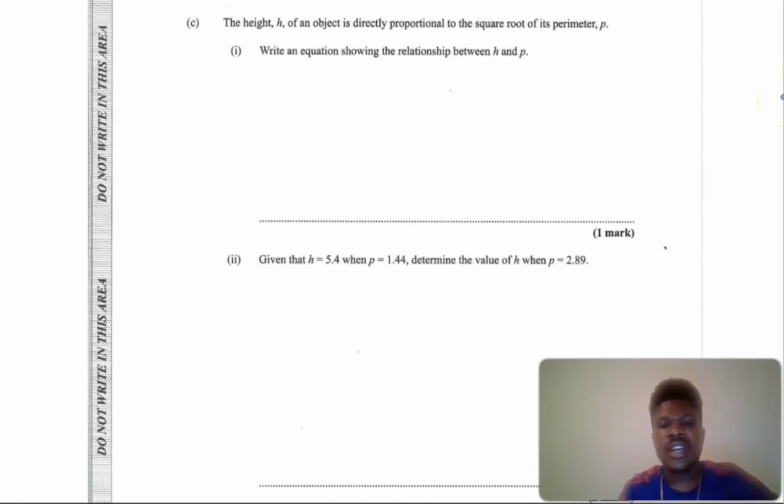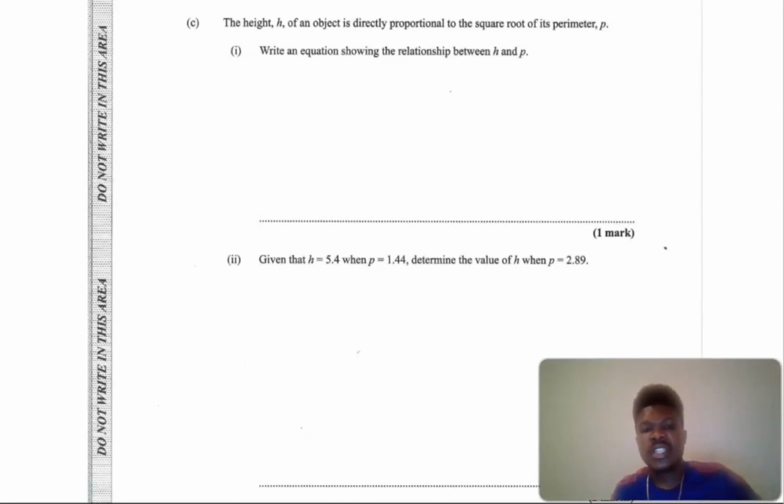Awesome. Now the height h of an object is directly proportional to the square root of its perimeter p. Write an equation showing the relationship between h and p. So directly proportional means as one quantity increases, so does the other, and as one decreases, so does the other. So both are moving in the same direction at the same time by the same rate.